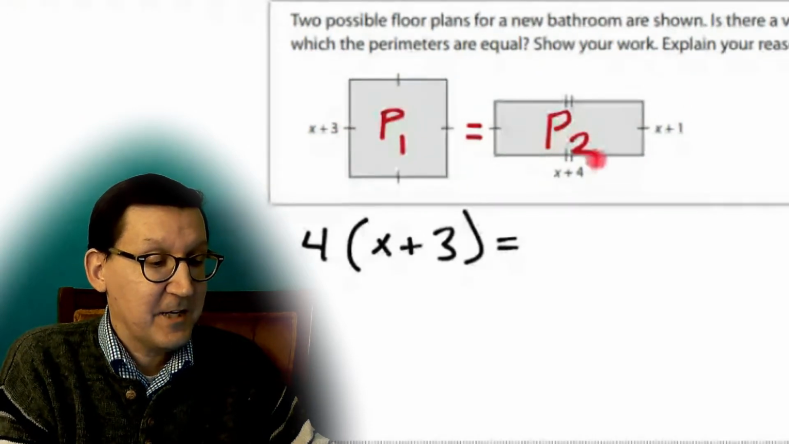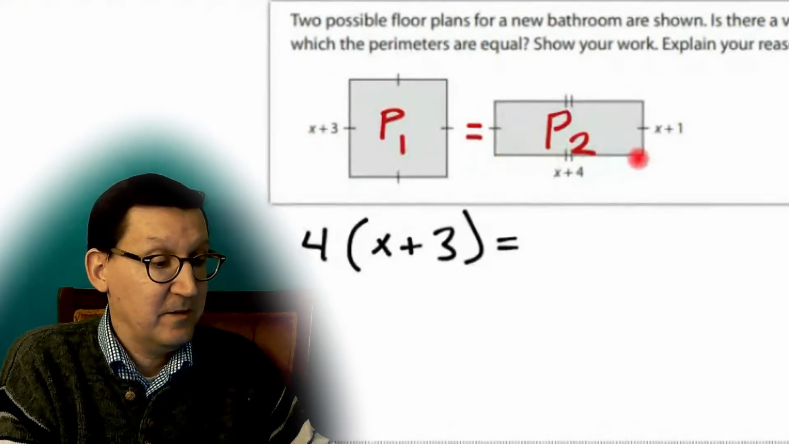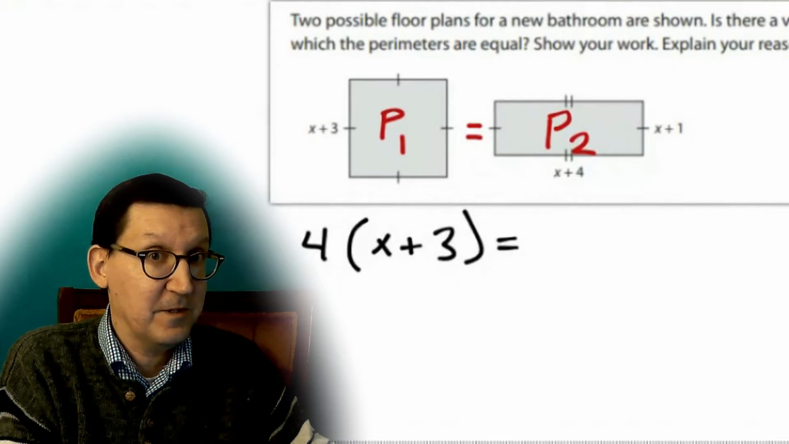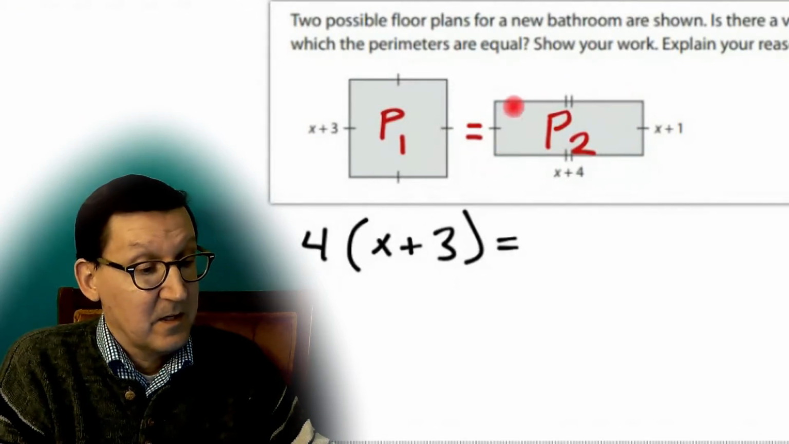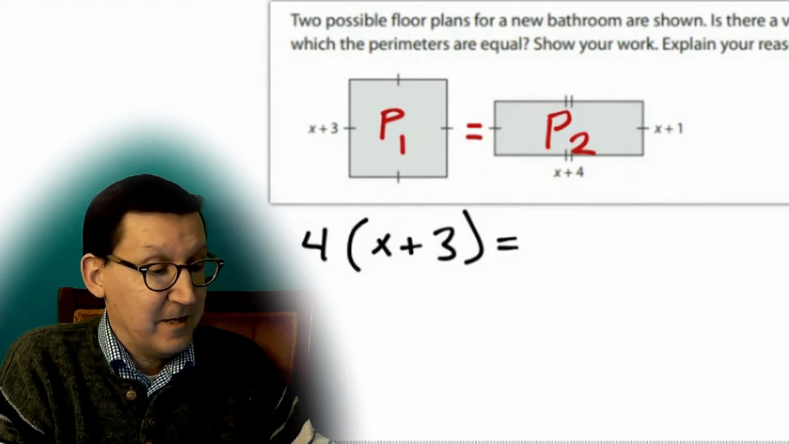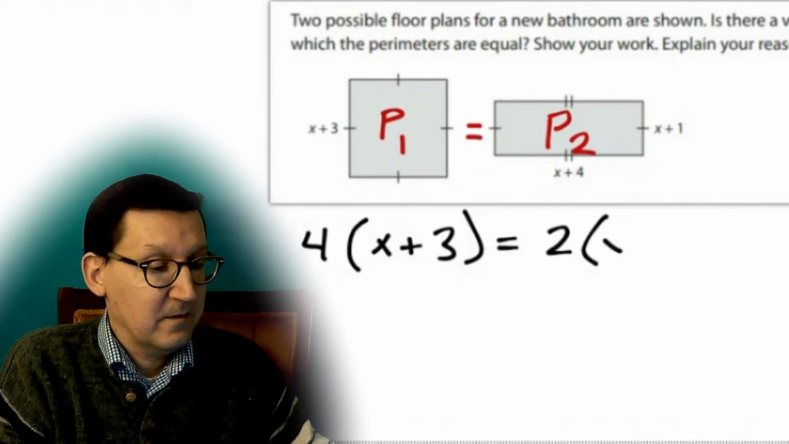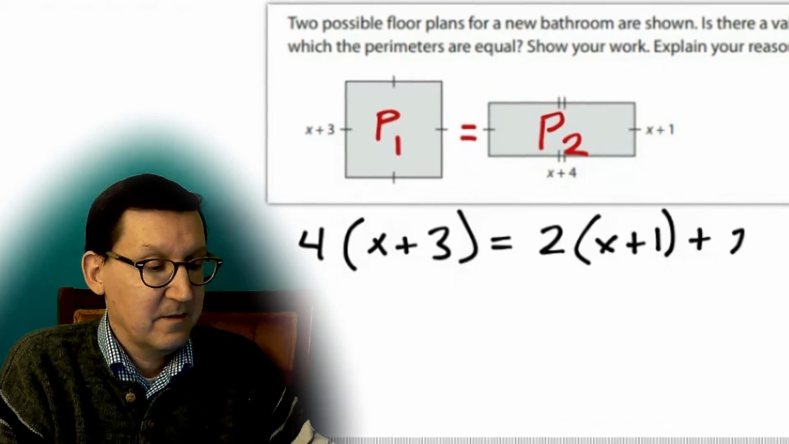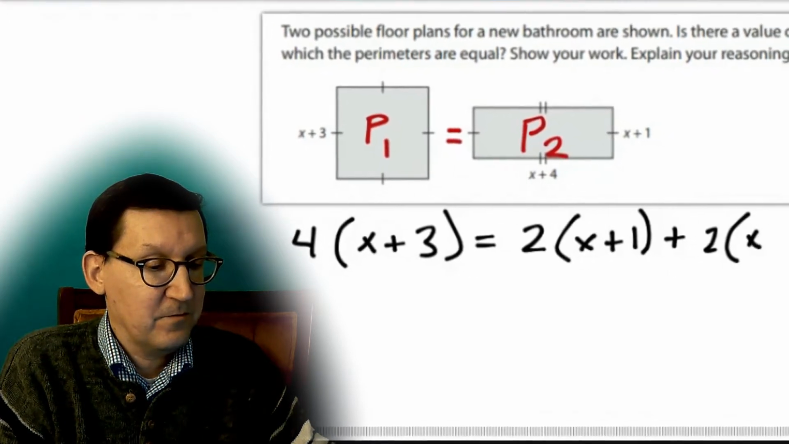Well, it'd have to be x plus 4 plus x plus 1 plus x plus 4 plus x plus 1, right? Because you're adding all 4 of these sides together. So let's put those together and see what we have. So we have 2 times x plus 1 plus 2 times x plus 4.